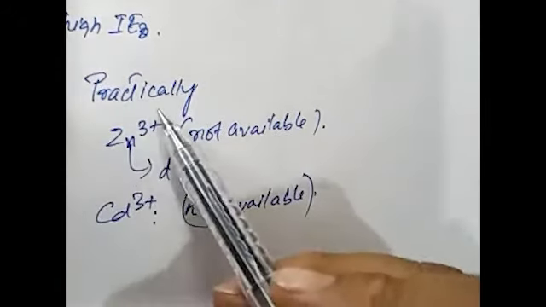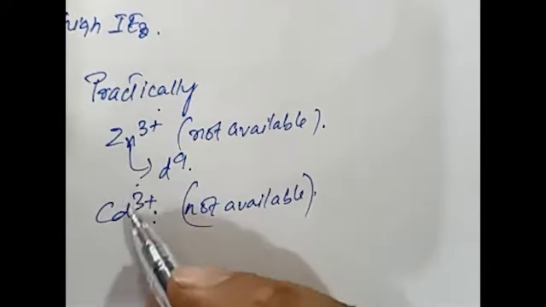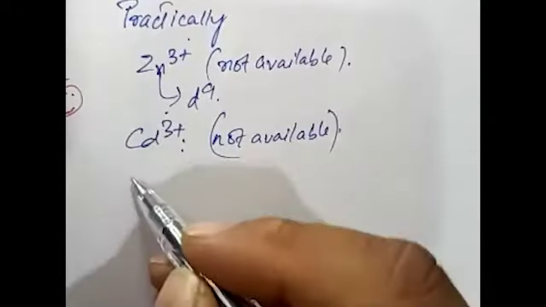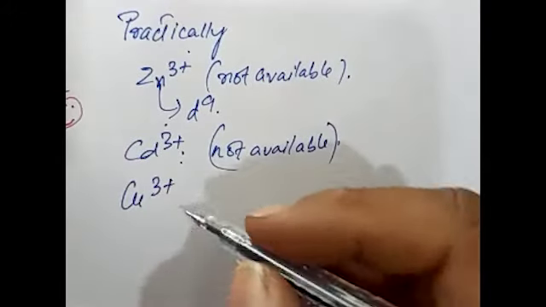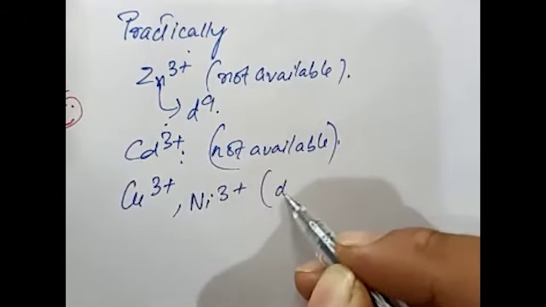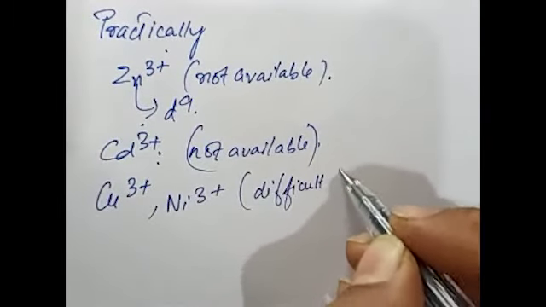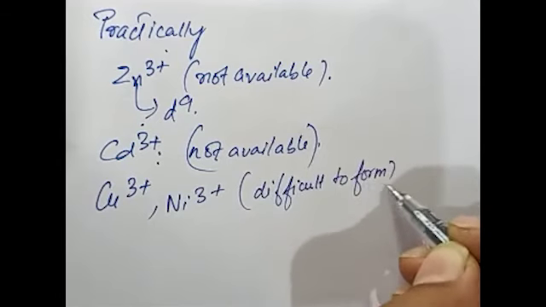3 plus is given, no? 3 plus means you have lost 3 electrons. So in order to remove electron, you need to give ionization energy. That's all. Okay? Okay, fine. So we do not get zinc 3 plus, we do not get cadmium 3 plus, we do not get copper 3 plus, nickel 3 plus. Okay, difficult to form. They are very difficult to create.